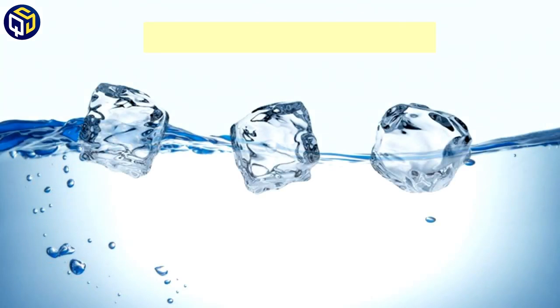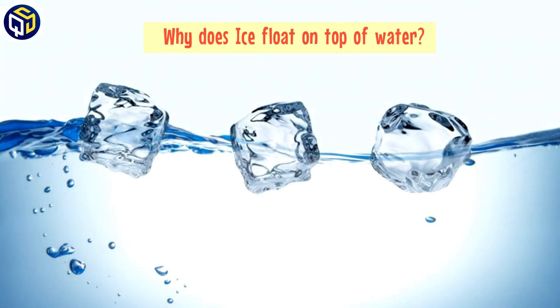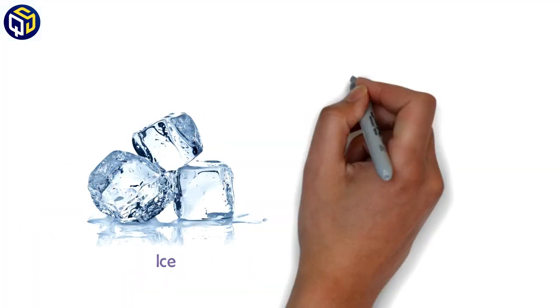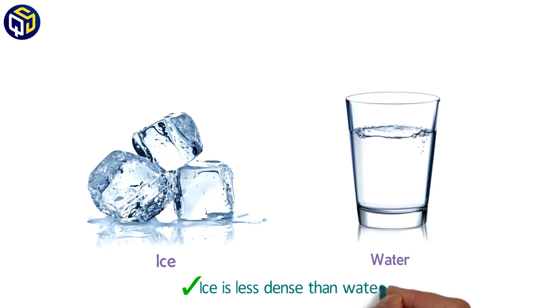Why does ice float on top of water? Do you know? It has a lot to do with density. Ice is less dense than water. You've probably heard the word density before.